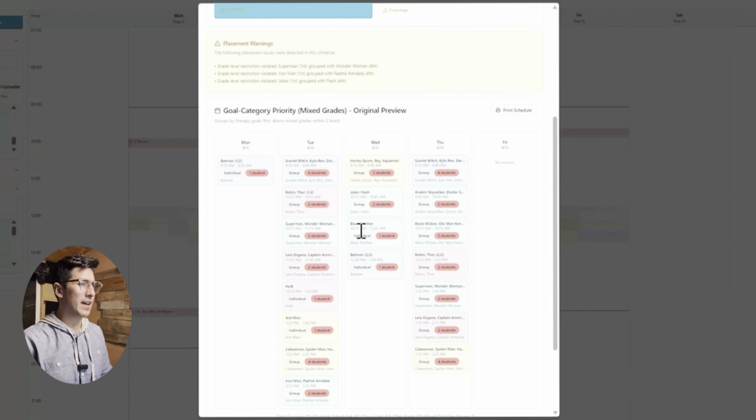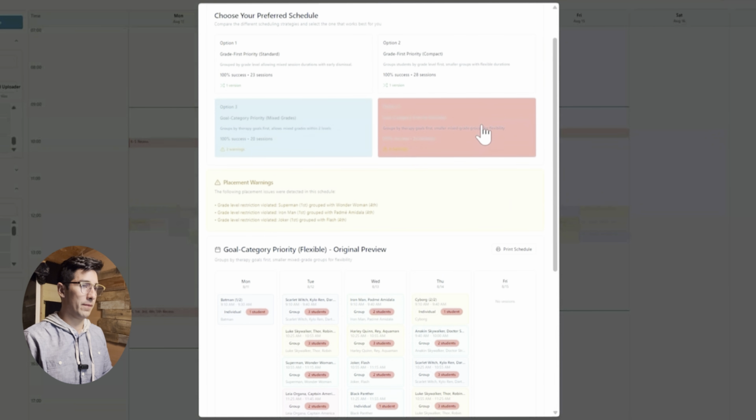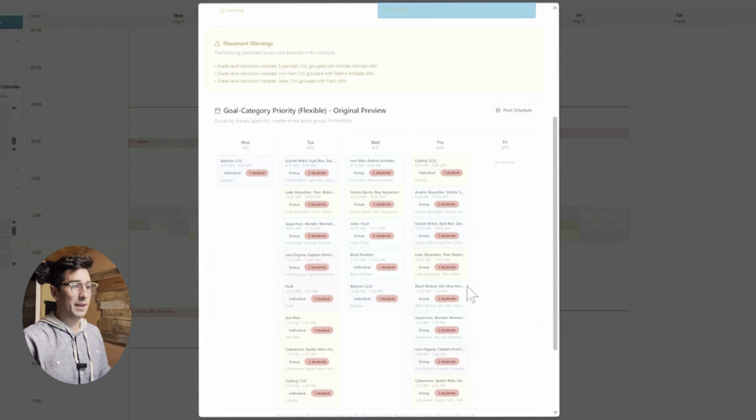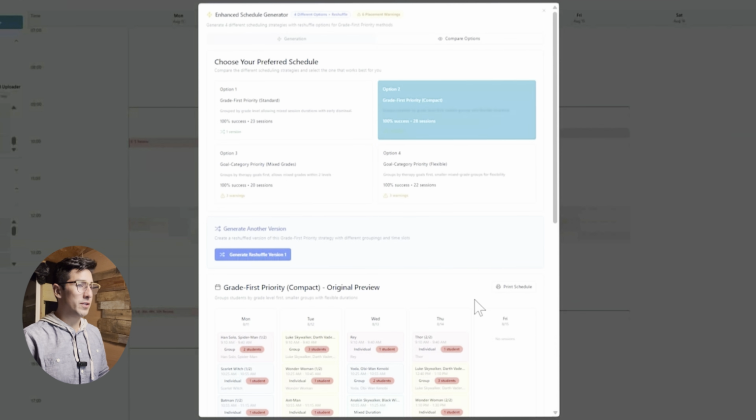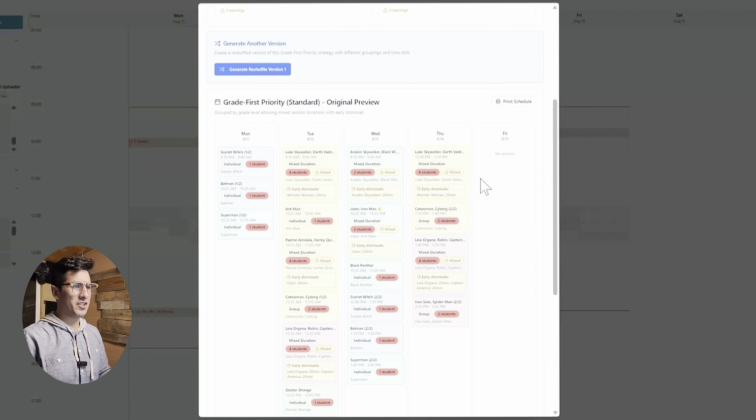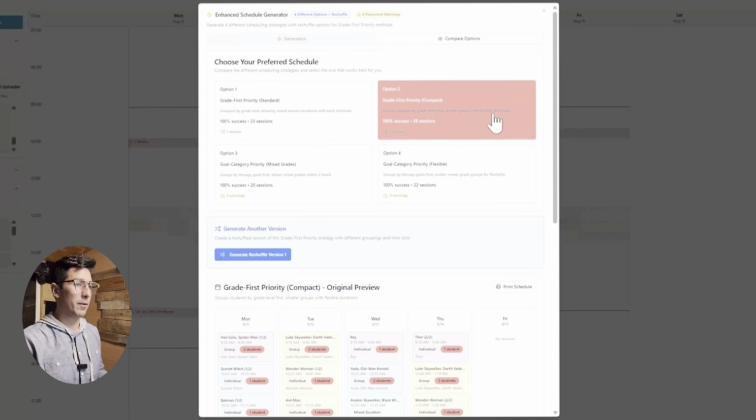And also it appears that the mixed grade schedule put them all kind of lumped up here in the Tuesday, Thursday, and made your Monday and Wednesday light, and basically didn't put any sessions in your Friday. And then right here, it looks like it did the same exact thing. So it depends on how you really want to do it. And I just noticed too, grade first priority left your Friday basically open. So you get your Fridays off. But again, this is only with 30 students.